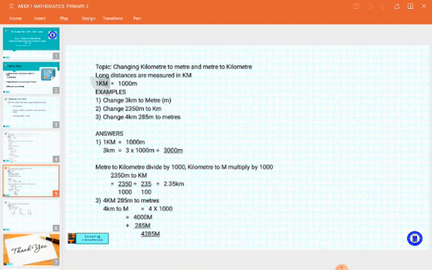Clap for her. Then they say meter to kilometer, what do you do? You divide by 1,000. Then kilometer to meter, you multiply by 1,000. So, in answering example 2, 2,350 meter will be divided by 1,000. And when you do that, your answer will be what, class? A clap for him. The answer is 2.35 kilometer.